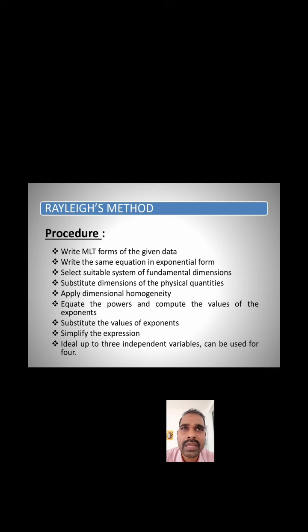Suppose in a problem they have given 4 variables. So one can be the dependent variable and the other 3 can be independent variables, right? So this is all about the basic introduction to Rayleigh's method.